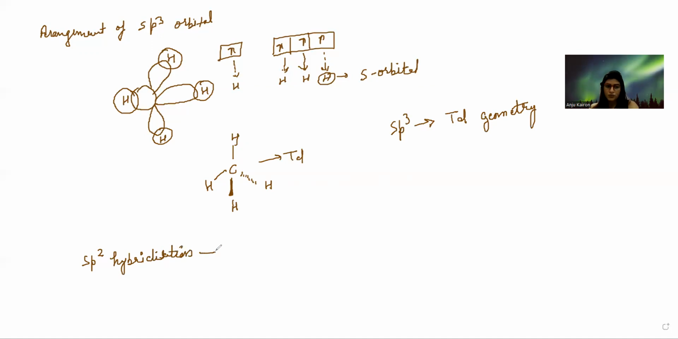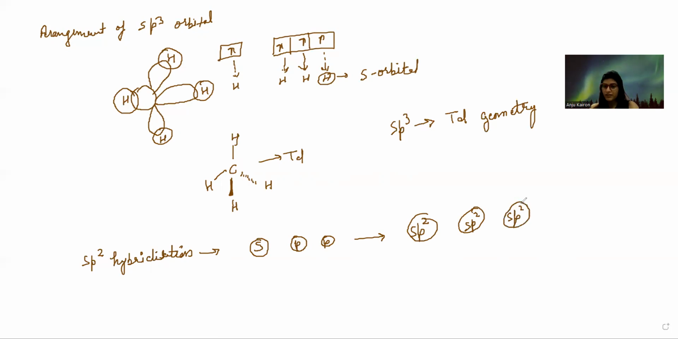In sp2 hybridization, carbon has one 1s orbital and two 2p orbitals, right? And we get three sp2 orbitals of equivalent energies, as we saw earlier in the case of sp3. Now these three orbitals have equivalent energy, right?